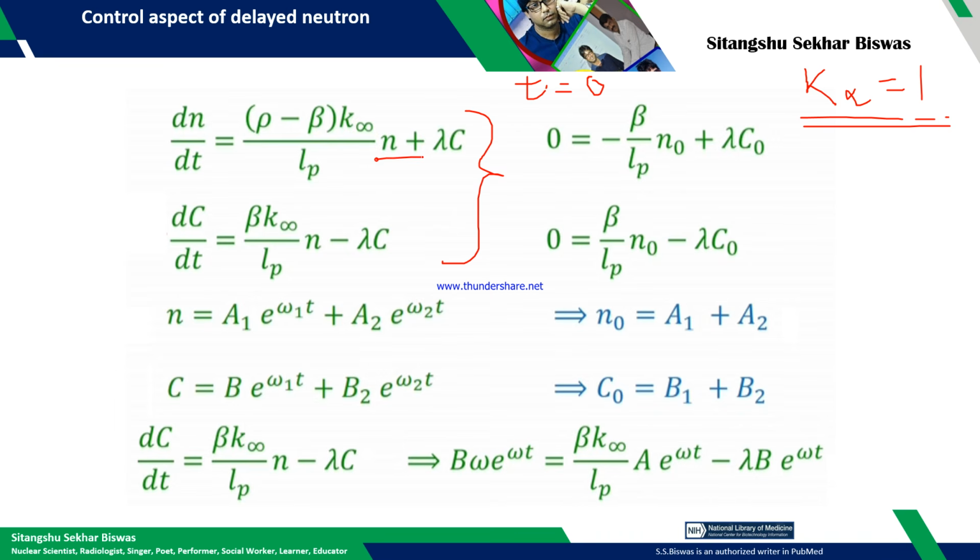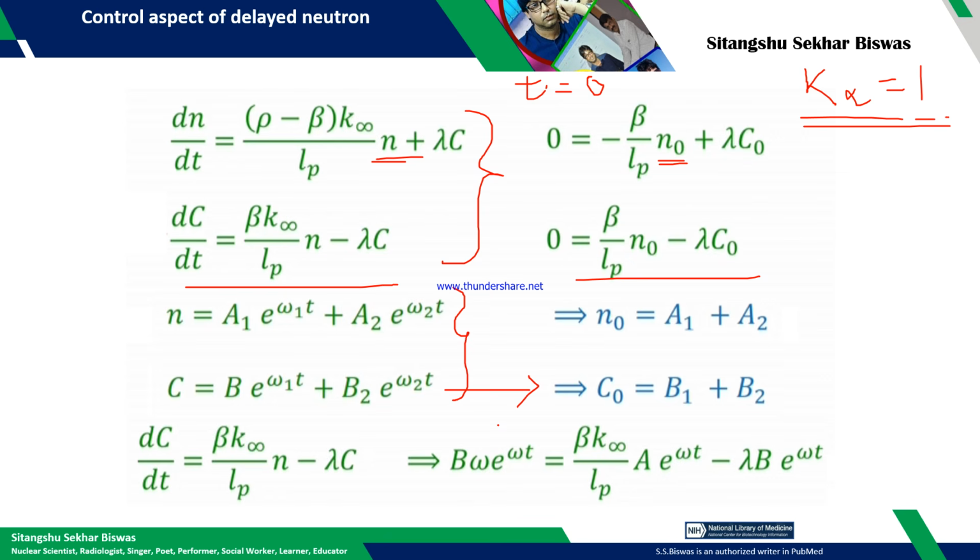And your initial neutron concentration I have written as n0. Okay. And similarly for this equation also, it is converted like this. Okay. And now already we found that the instantaneous solution of this is n is equal to A1 e to the power omega 1 t, and if I put t is equal to 0, this equation is converted to this, and this equation is converted to this.